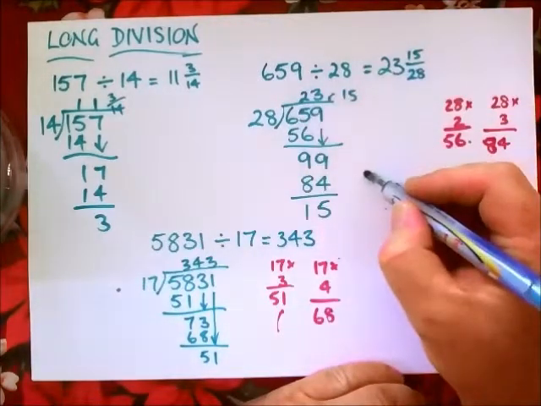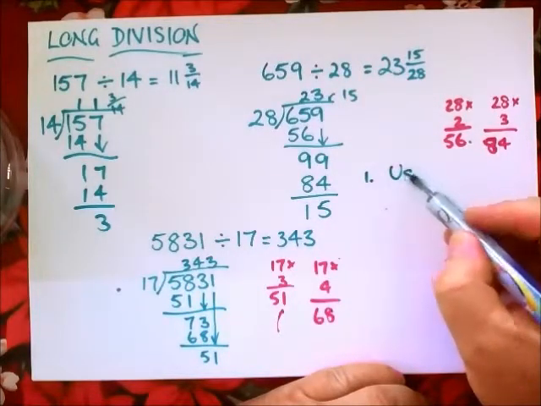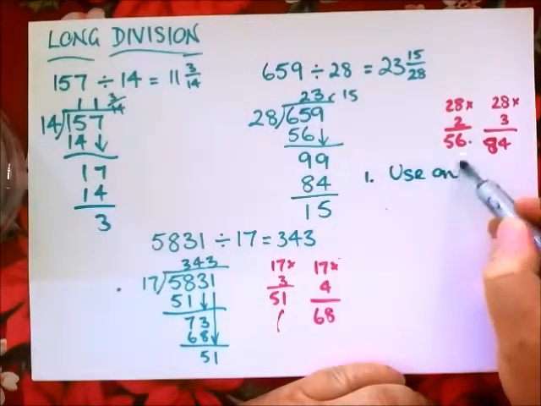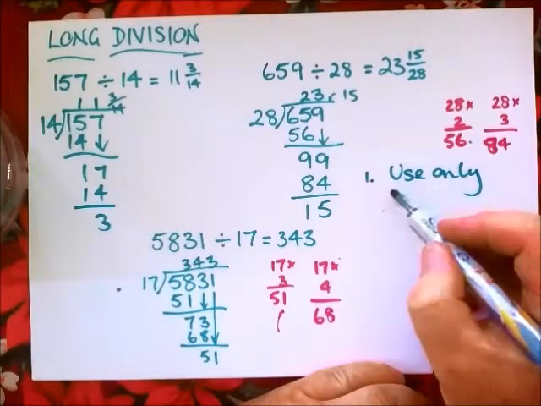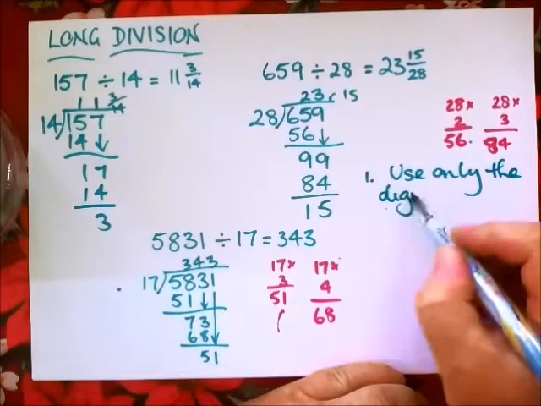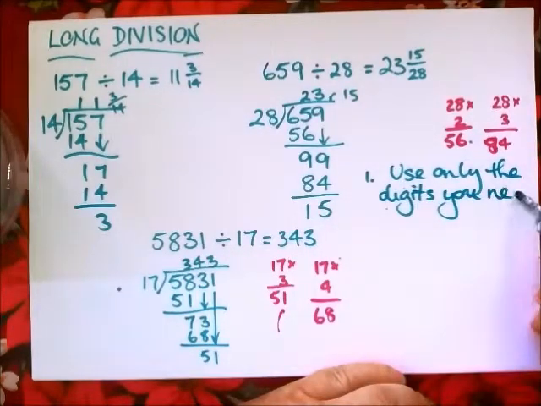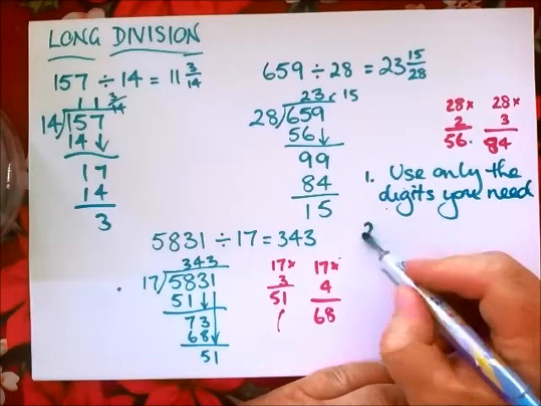So what are the steps we want to go through? Number 1. Use only the digits you need. Remember, I didn't use 5,831. I just used the 58. So use only the digits you need.